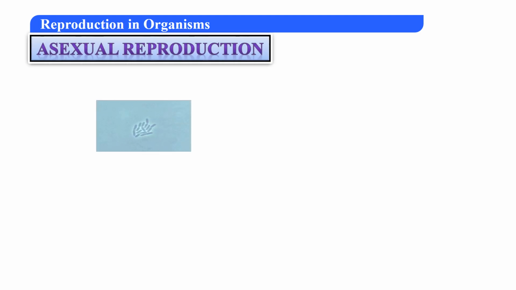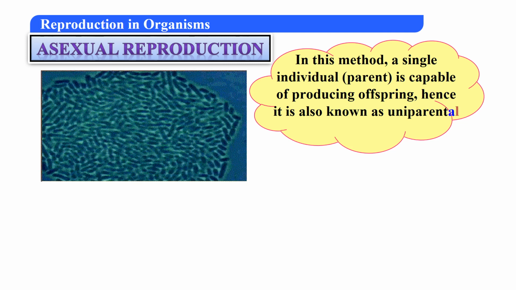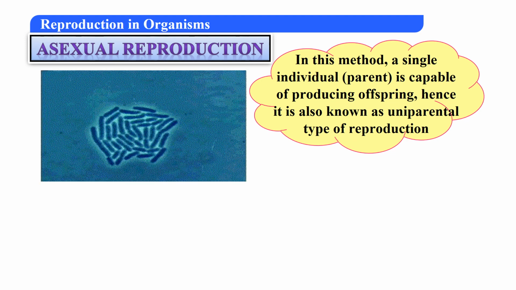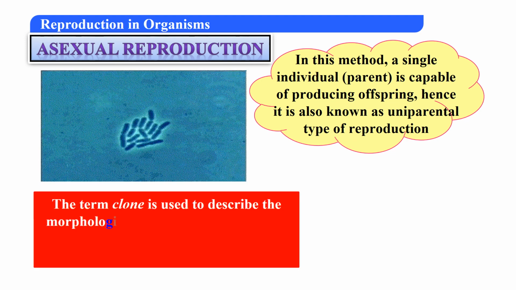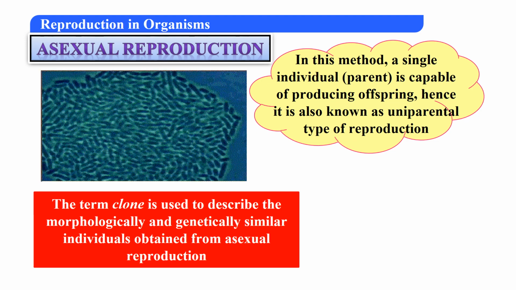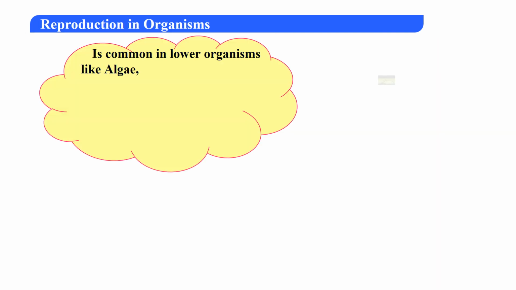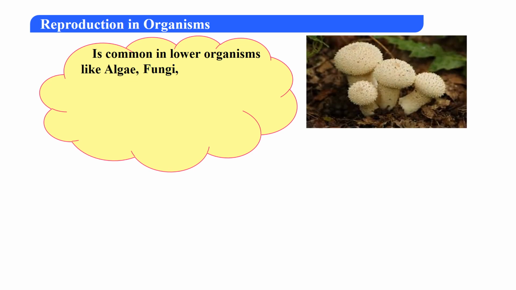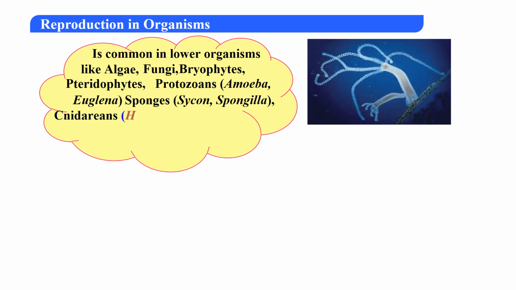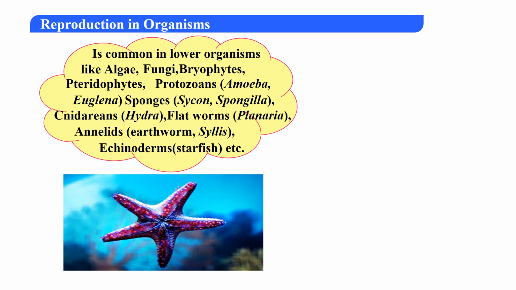Asexual reproduction. In this method, a single individual is capable of producing offspring, hence it is also known as uniparental type of reproduction. The term clone is used to describe the morphologically and genetically similar individuals obtained from asexual reproduction. It is common in lower organisms like algae, fungi, bryophytes, pteridophytes, protozoans, sponges, cnidarians, flatworms, annelids, echinoderms.